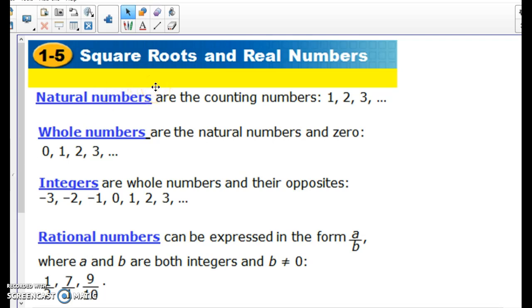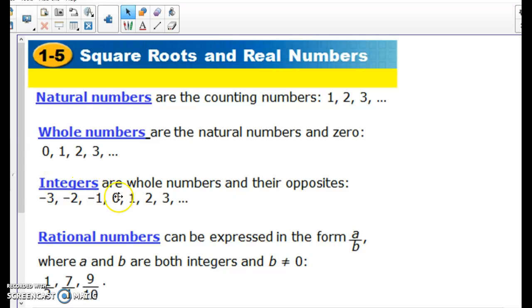Natural numbers are the counting numbers. So if you have a little brother or a little cousin and you ask them to count, well, they're probably not going to start with 0, or they're probably not going to count negatives. They're going to probably start at 1. So natural numbers are the counting numbers. Whole numbers are pretty much all the natural numbers, but then they throw in 0. So whole numbers and natural numbers are pretty much the same thing except for zero.